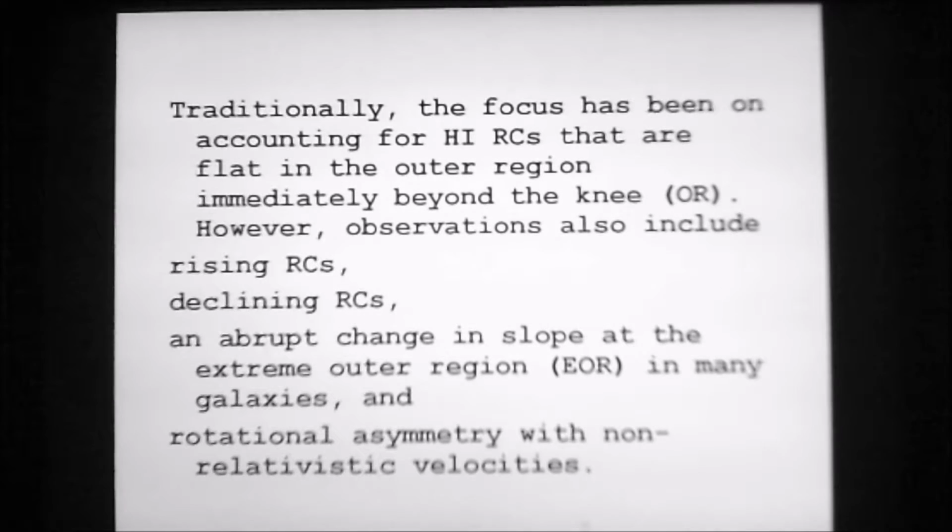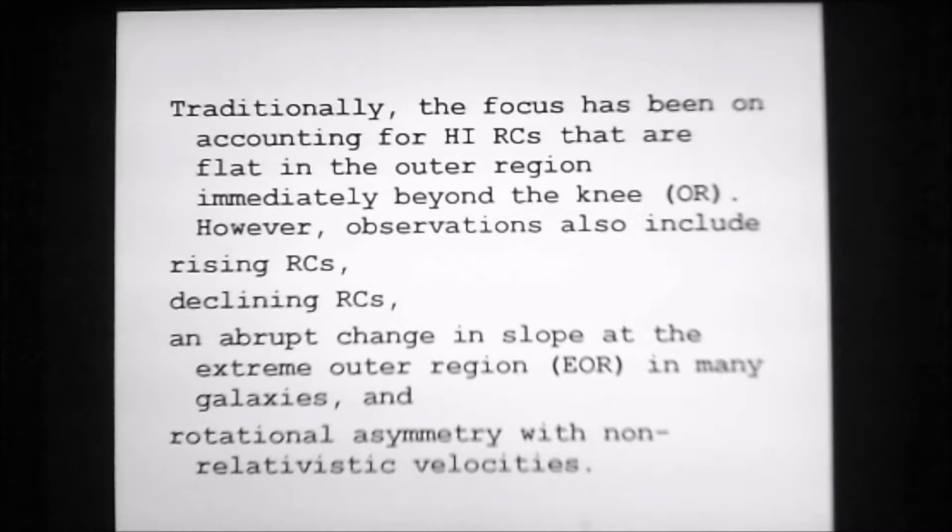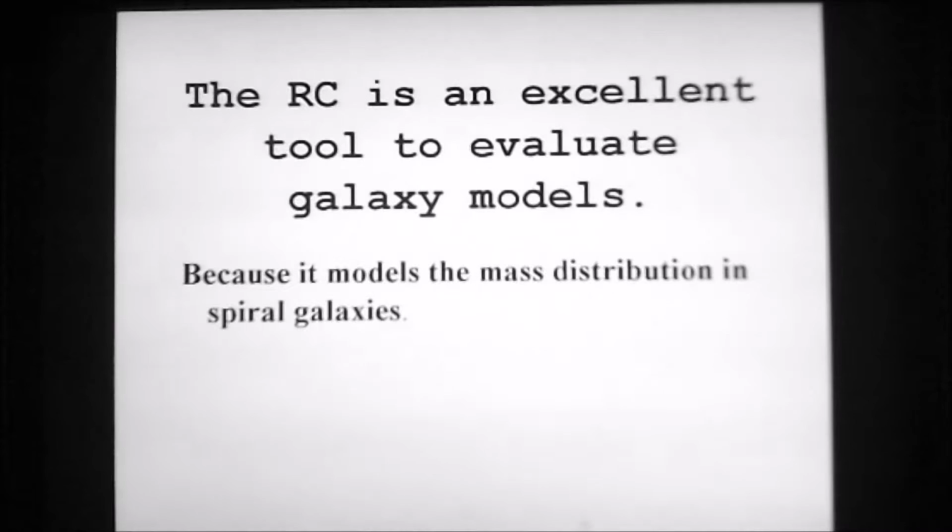Traditionally, the focus has been on accounting for gaseous RCs that are flat in the outer region immediately beyond the knee. However, observations also include rising RCs, declining RCs, an abrupt change in slope at the extreme outer region in many galaxies, and rotational asymmetry with non-relativistic velocities. The RC is an excellent tool to evaluate galaxy models because it models the mass distribution in spiral galaxies.